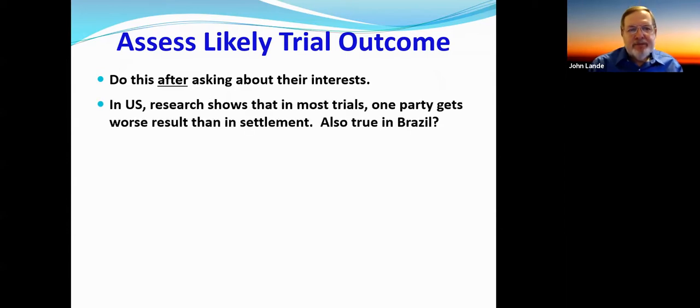Okay, so in the United States, as I mentioned, one side gets a worse result in a trial than in settlement. And I gather you're not sure whether that's true in Brazil. Is that right? Or do you have a sense of whether that is a common thing in Brazil, that one side is going to get a worse result than in settlement?